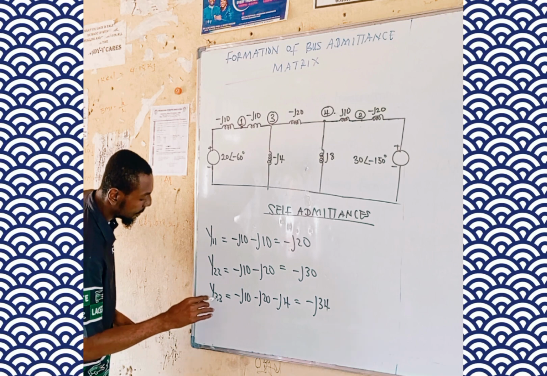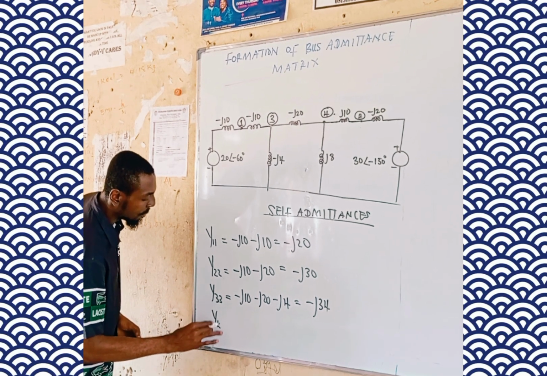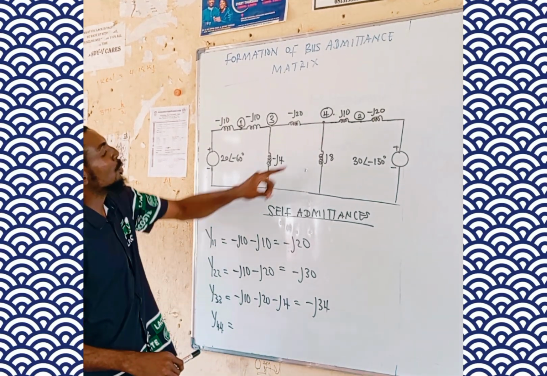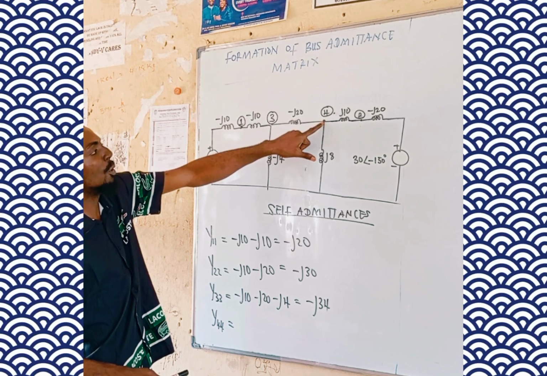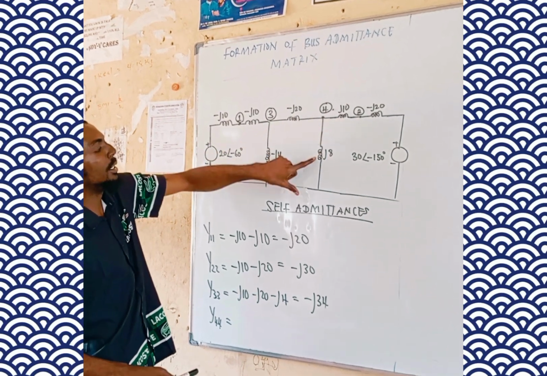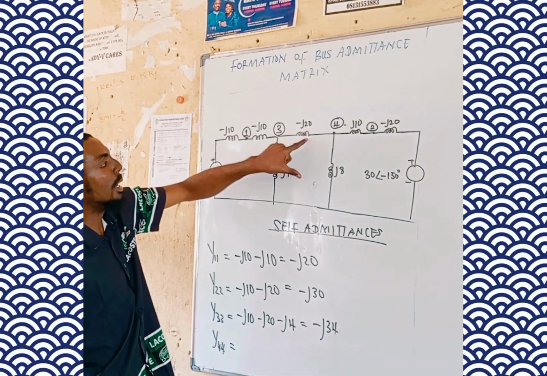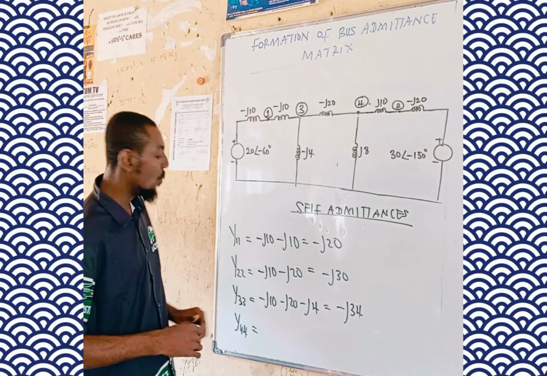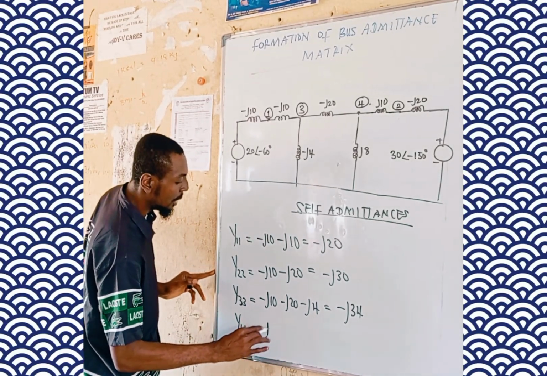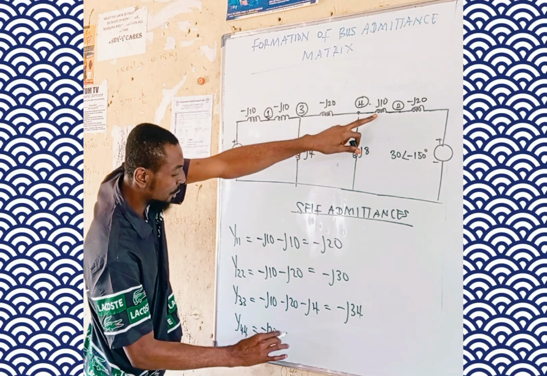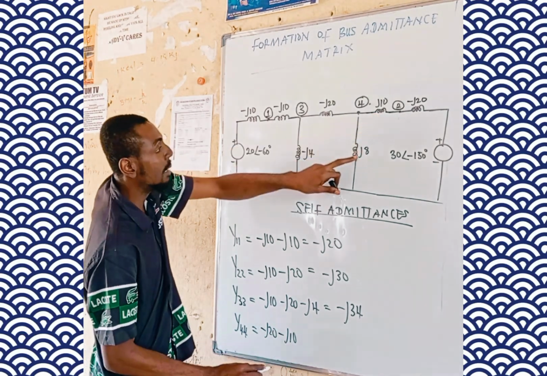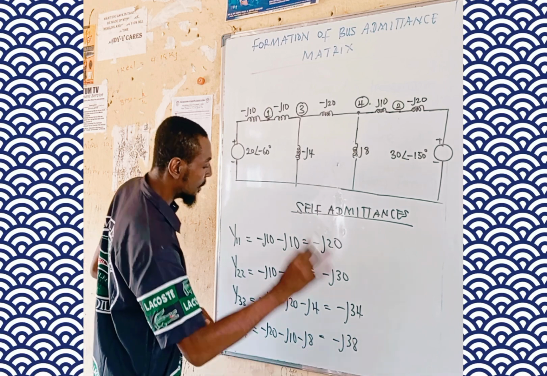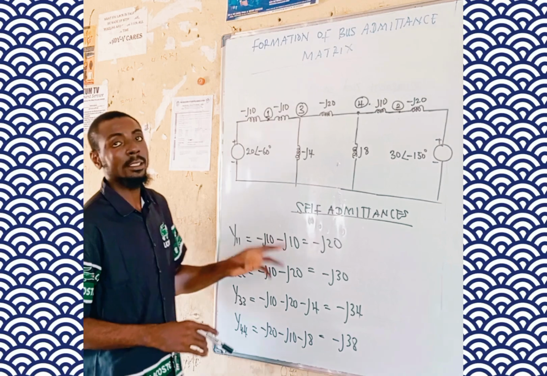So the last is Y44. It's the last self-admittance. So of course, the admittances connected to bus 4 are j20, j10, and j8. So 1, 2, 3 are the admittances connected to bus 4, and that form the basis of Y44. So we have minus j20. The next admittance to bus 4 is minus j10. The next admittance is minus j8. So definitely we have a minus j38. So we're done with the self-admittance.